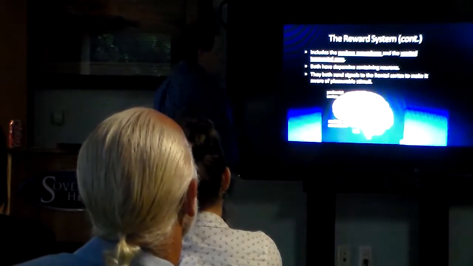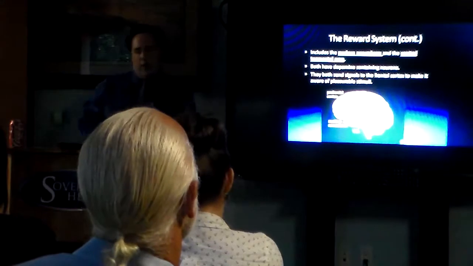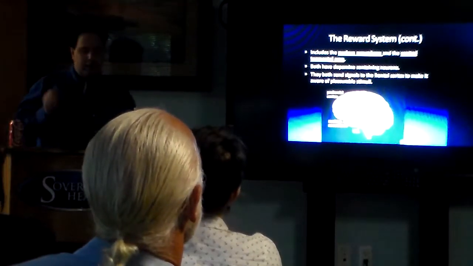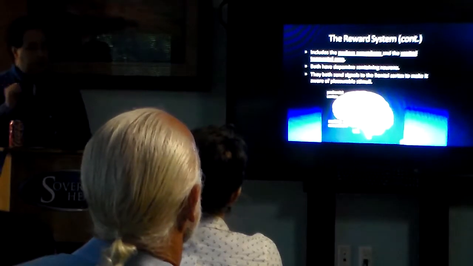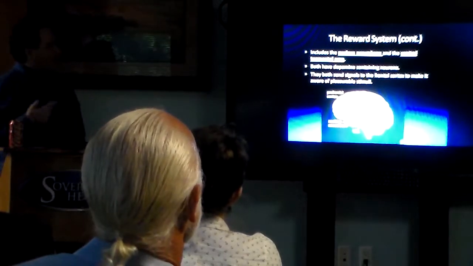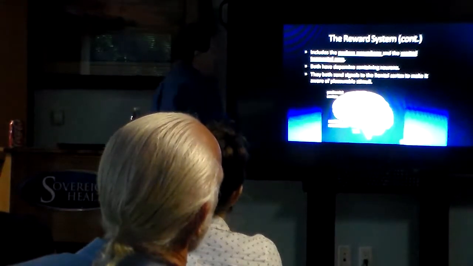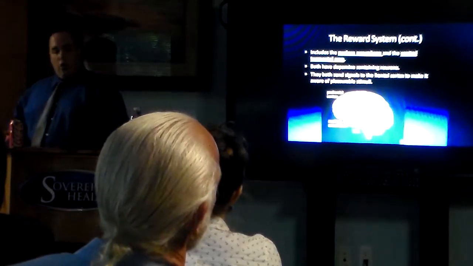The VTA right over there, that stands for the ventral tegmental area, and that's one of those areas that feeds directly into the nucleus accumbens and stimulates it to release dopamine. And that's often where this whole process starts. That's often the beginning of the reward pathway.